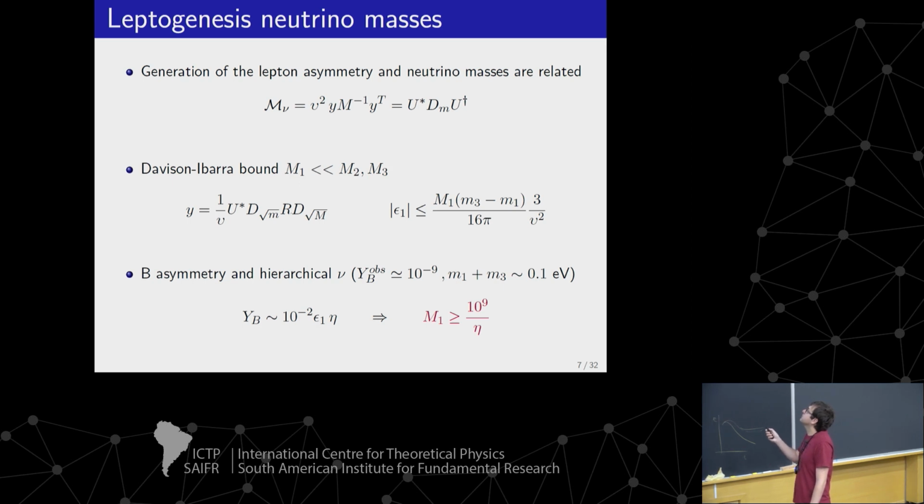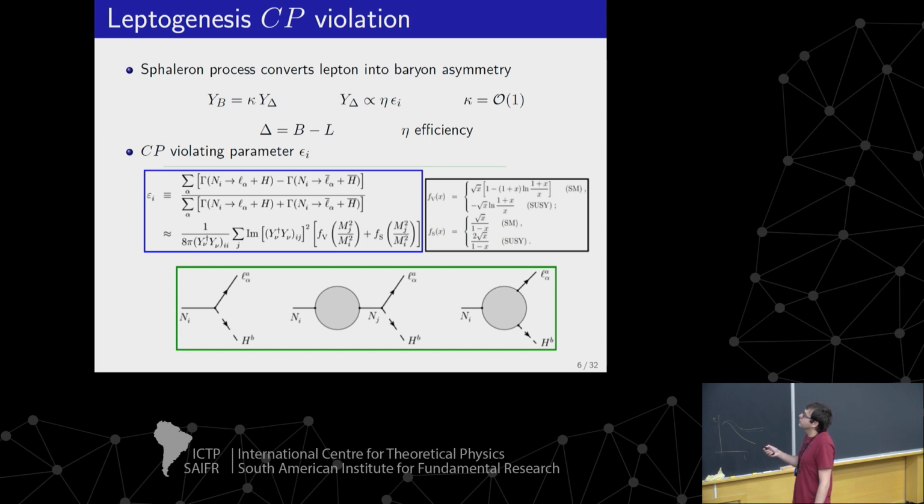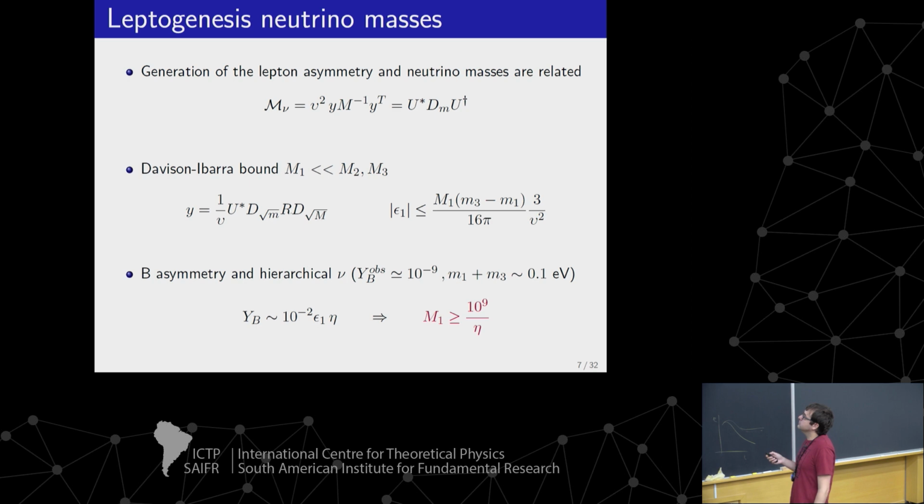Then we know that this can be diagonalized by this unitary transformation. I forgot to say that here we always sum over alpha, so we sum over all lepton flavors in the final state, so we get what is called the unflavored parameter. Because in this simplified case, we are not able to distinguish among flavors. So in this case, we get this parameter, and it is possible to obtain a bound that was derived by Davidson and Ibarra in this hierarchical limit.